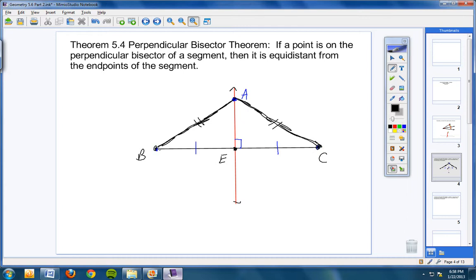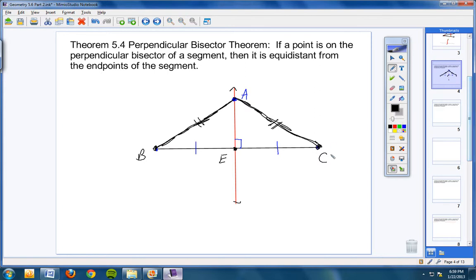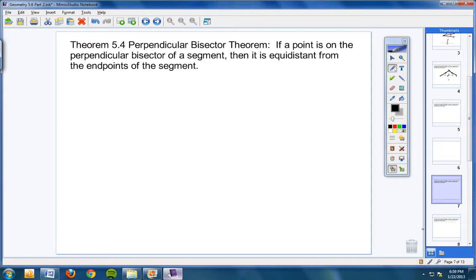And sometimes a picture, as the saying goes, is worth a million. What is that saying? A picture is worth a million words. So hopefully this picture will help you a little bit. That's what the theorem is stating. Okay, so with that in mind, let me jump on ahead here and see what else we got.